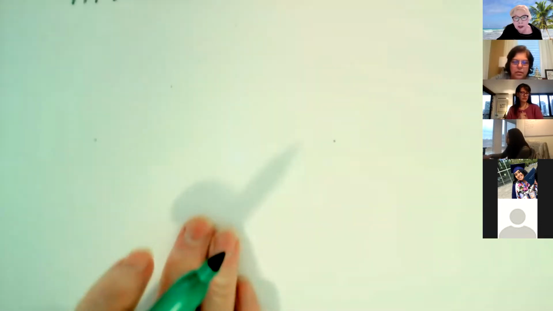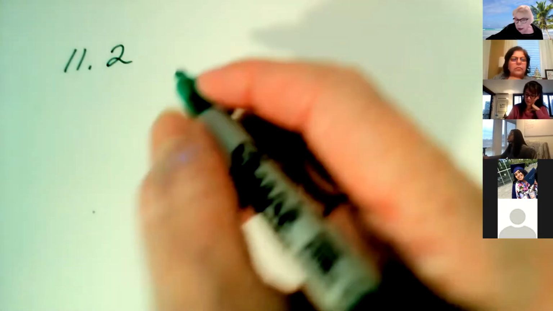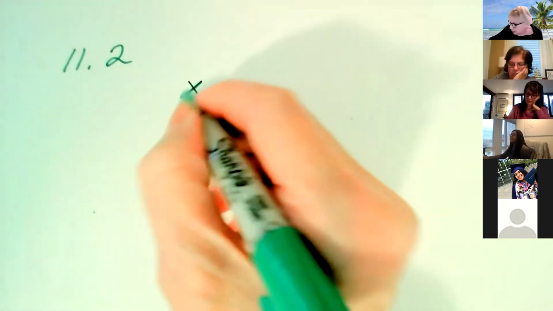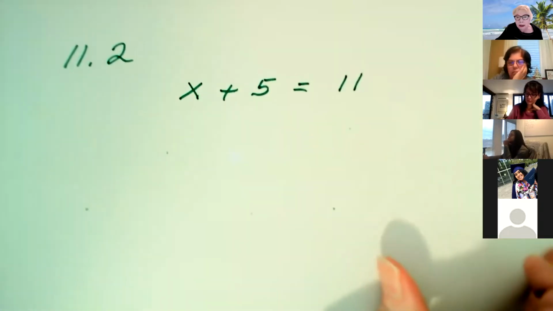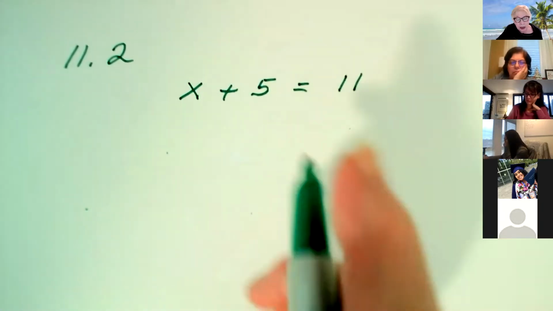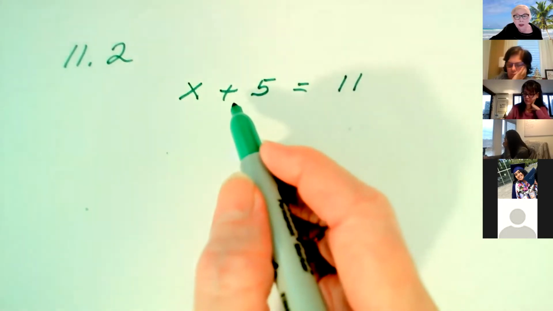Okay, so this is 11.2, which we already started to look at. And it's about solving equations. The basic problem looks something like this. I'm calling this a one-step problem because one step and you're done.